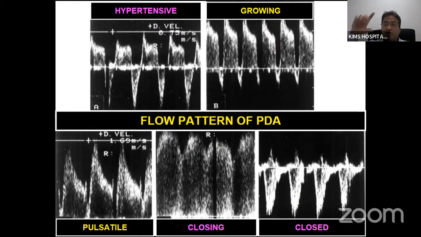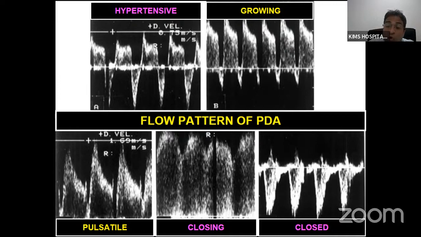Once you get any continuous flow with a big difference like the pulsatile, if any preterm gets the pulsatile, that means it's a significant shunt. Whether you will do the other things or not, first look at this pulsatile pattern. The first pattern, hypertensive, is for the PPHN, or in a normal patient also in the first 1 or 2 days you will get it, and when it's closed you will not get any flow.